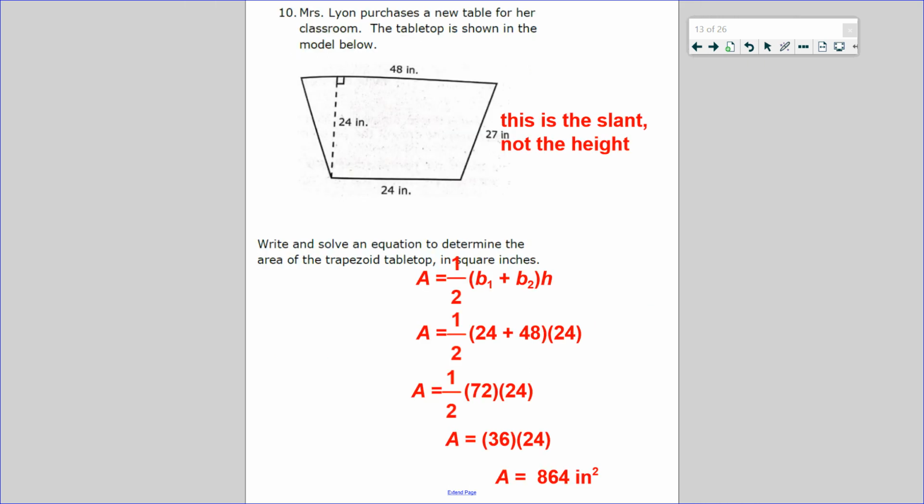So the last part of the test, we practiced our inequalities, equations, and triangles. The last part is about area of different shapes and volume. So let's look at number 10. This is a trapezoid. Find the area of this trapezoid.